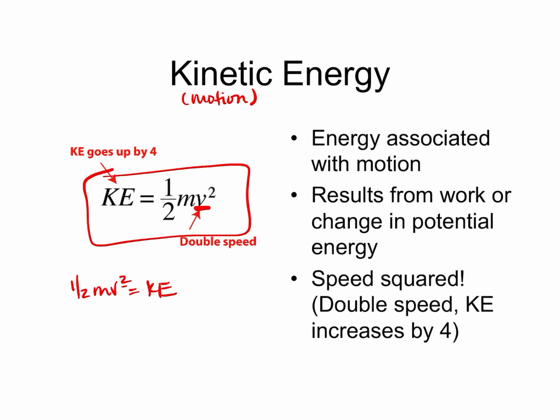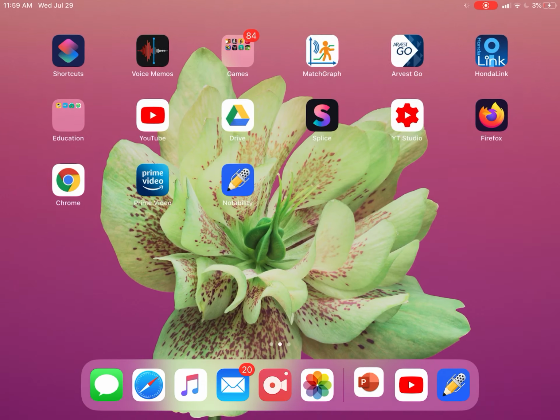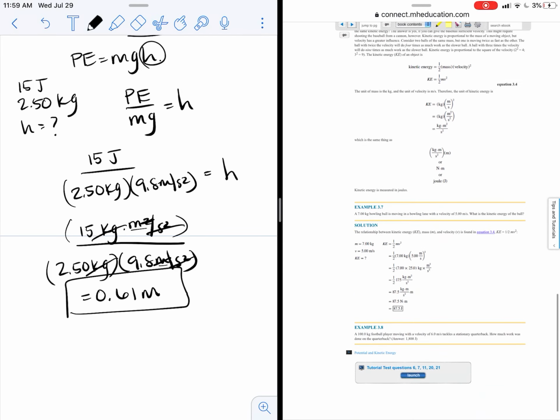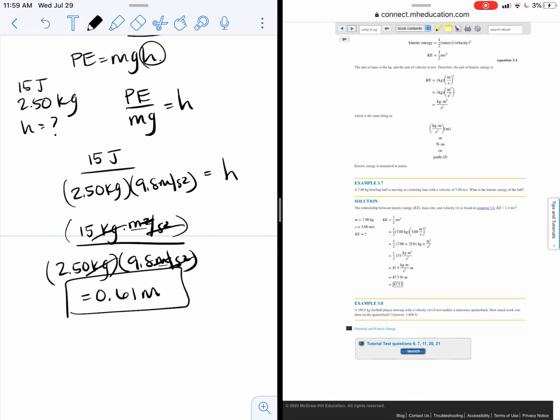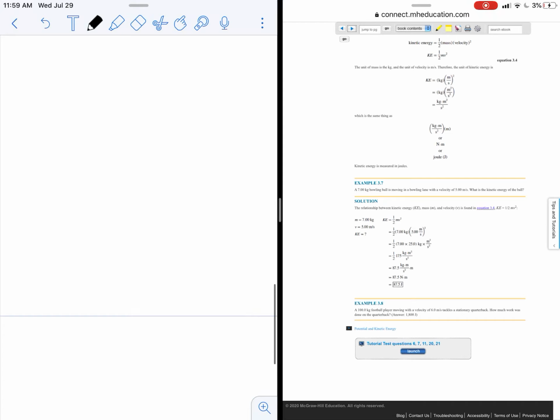All right, so we're going to have to go over to our notes again, and we can do an example for our kinetic energy here. We've got example 3.7, and this is saying that a 7-kilogram bowling ball is moving in a bowling lane with a velocity of 5 meters per second. What's its kinetic energy?